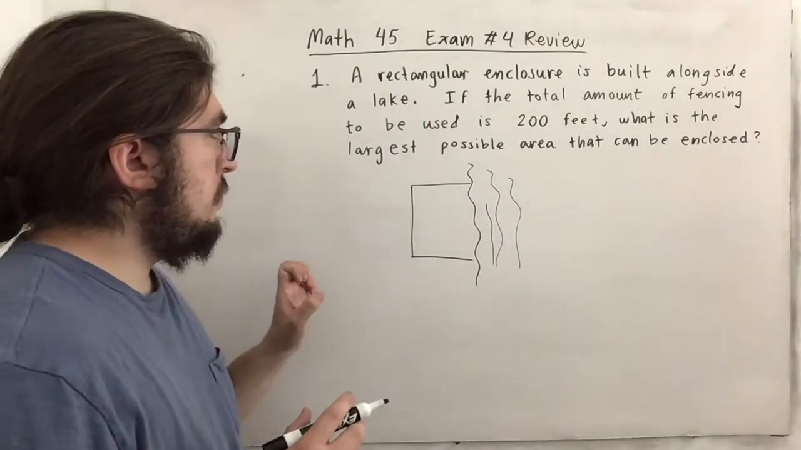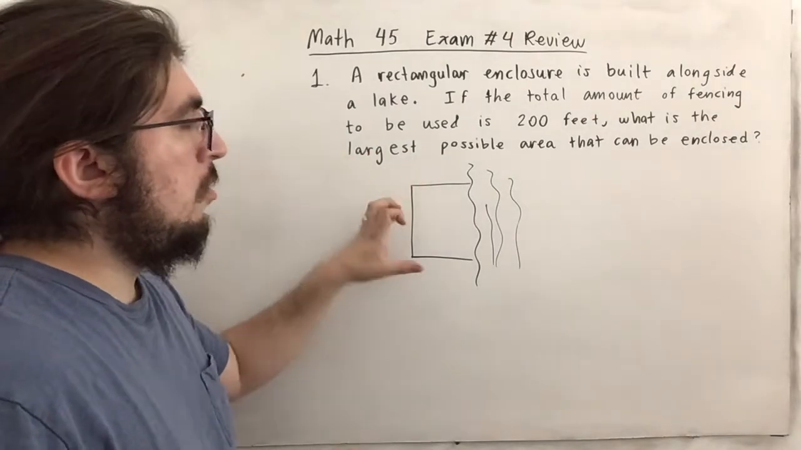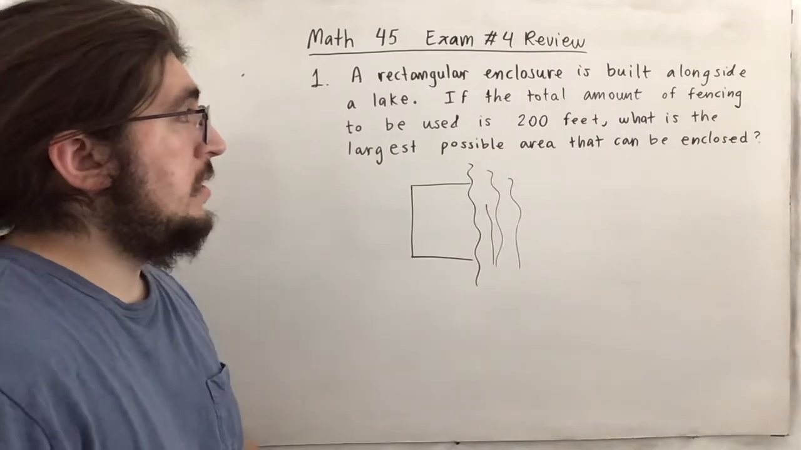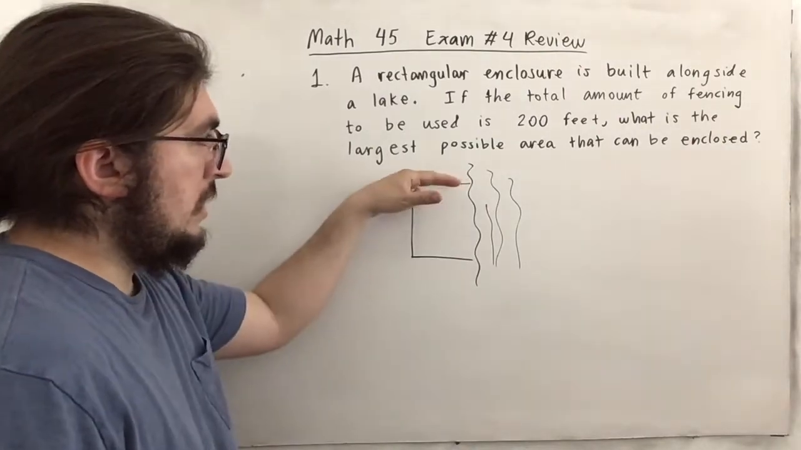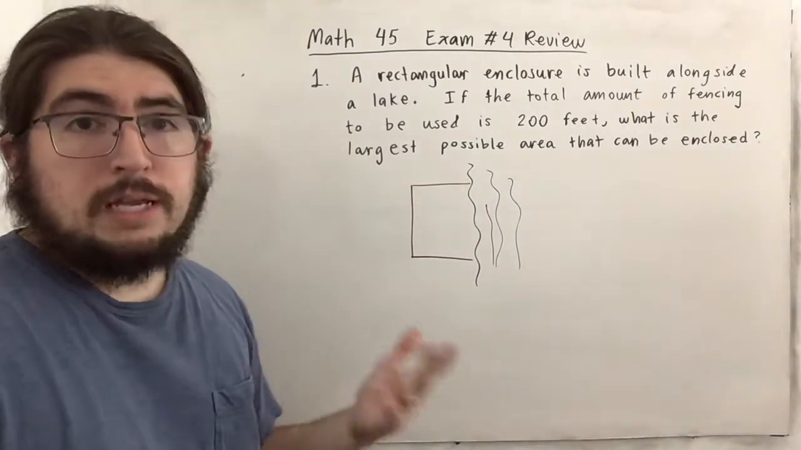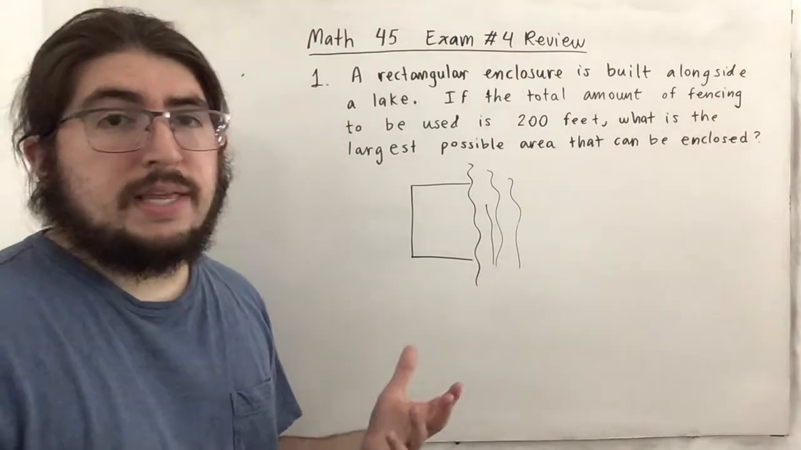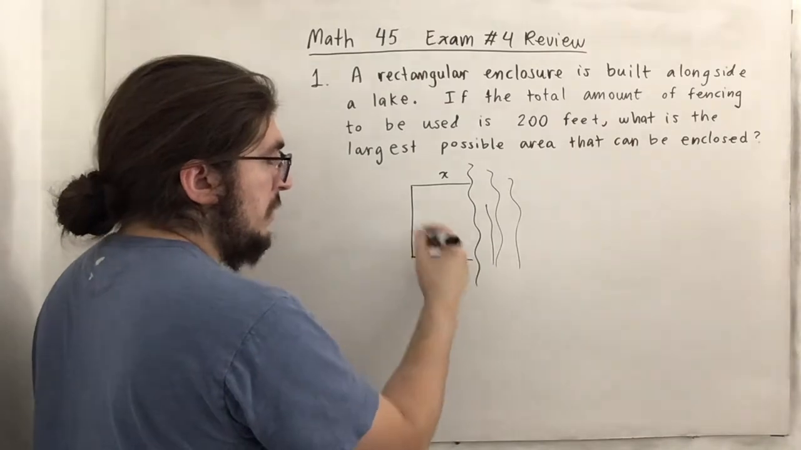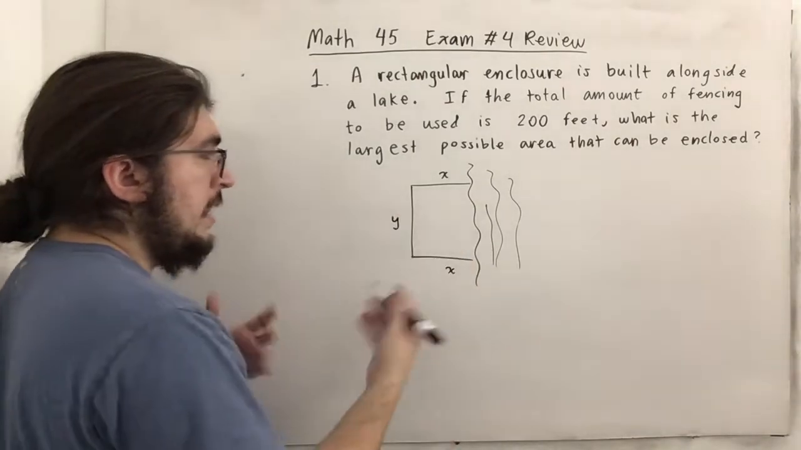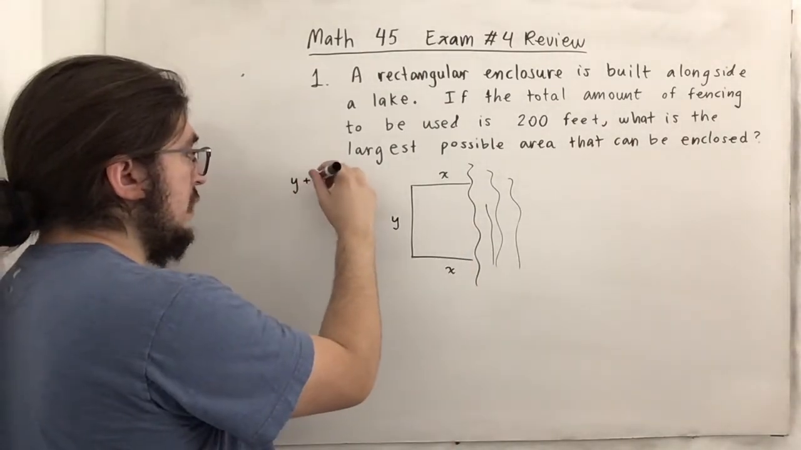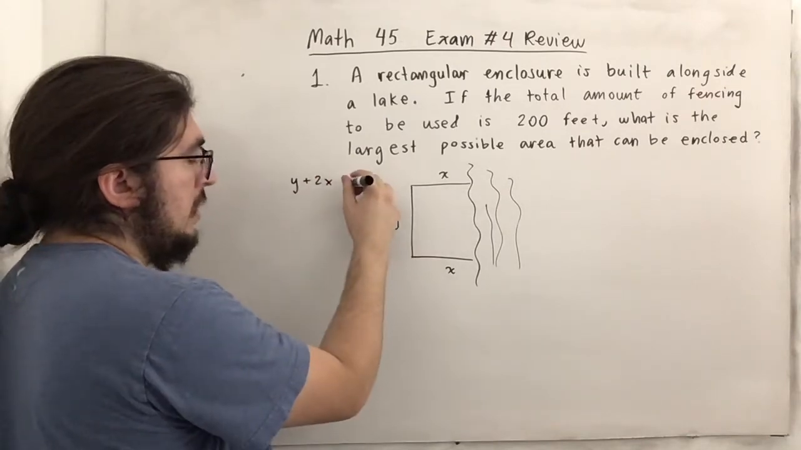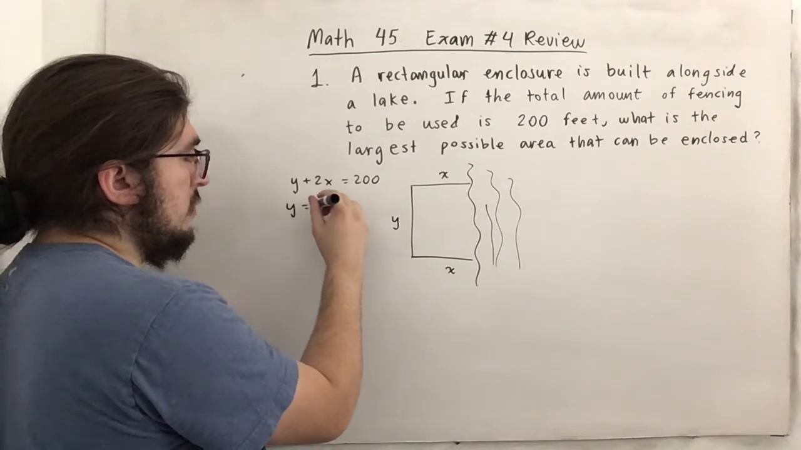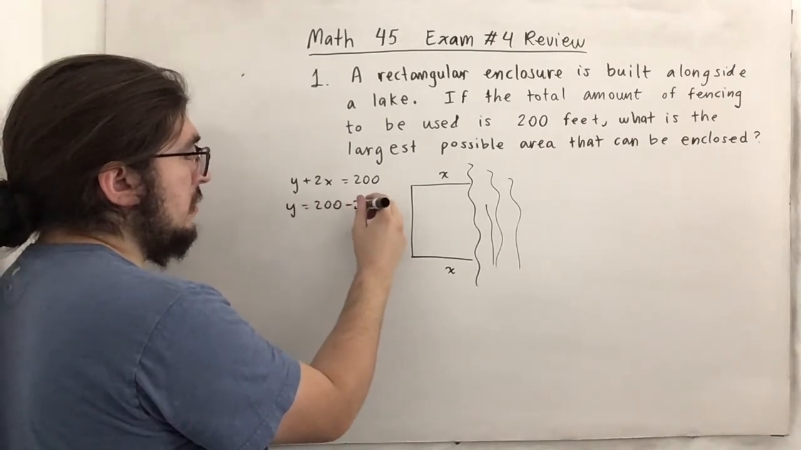So let's see. What do we know about the enclosure? Well, we know that we're using a total of 200 feet. So this side plus that side is all equal to 200 feet. There's a lot of ways you can actually break that down. If you want to call this x, since it's rectangular, this must also be x. And you can call this y. And then, of course, you'll find out that y plus x plus x, which is 2x, is equal to 200. So that means that y is then, of course, 200 minus 2x.